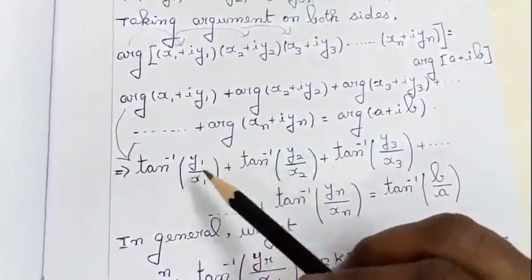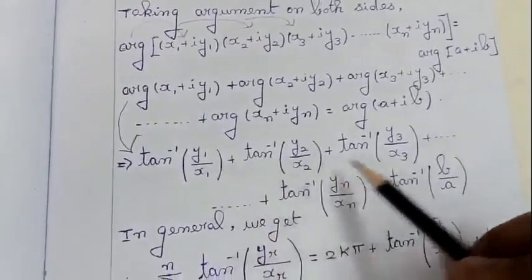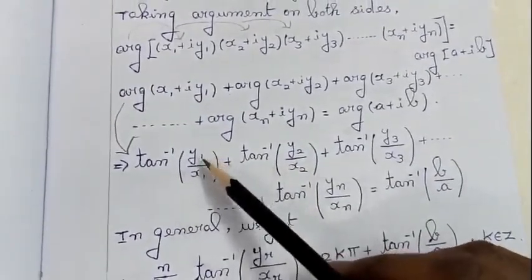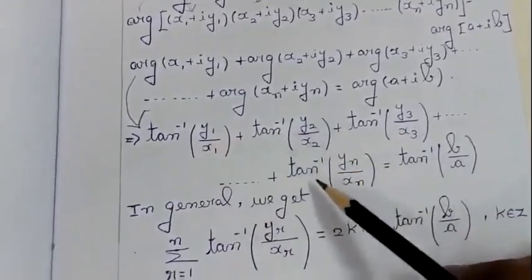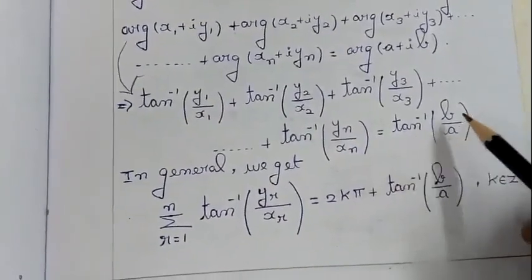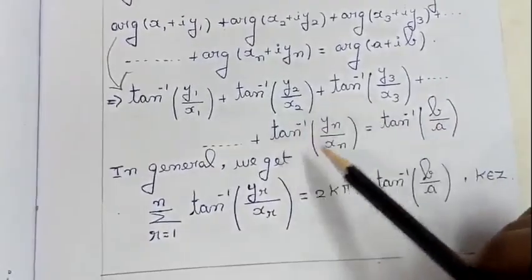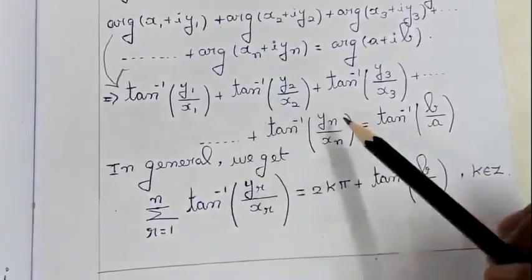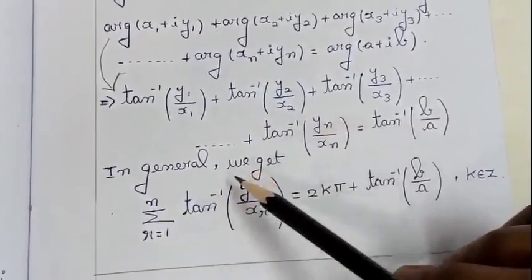So for each argument I am going to write like this, that is tan inverse of y1 divided by x1 plus etc. till tan inverse of yn by xn equal to tan inverse of b by a. The left hand side, if you see, is in the form of addition. In general I can write like this.